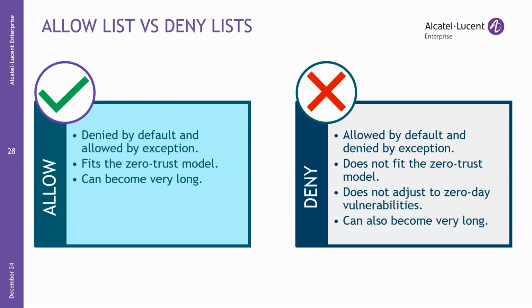Deny lists do the opposite. They allow everything by default and only block specific traffic flows. It's a list of deny statements with a default allow at the end. This is not what the Zero Trust architecture requires. It does not adjust to zero-day vulnerabilities because the specific traffic flows that need to be blocked are not known upfront. This can also become very long as we discover more and more traffic flows that need to be blocked.